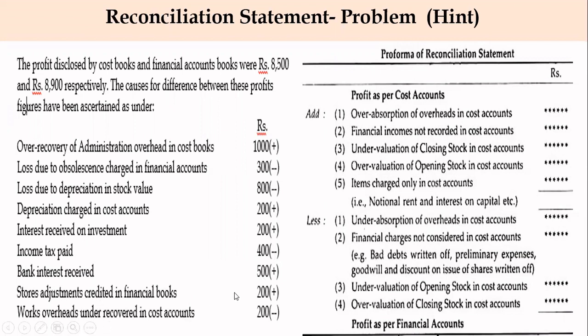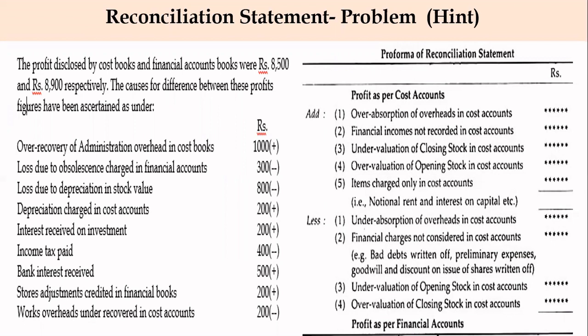If it is stores adjustment debited, it will be an expense and you have to deduct it, but it is given as stores adjustment credited in financial books, rupees 200, so it should be added to this format when you take profit as per cost account as base. Works overhead under recovered in cost: under recovery will always be deducted in this format. So this is the hint.